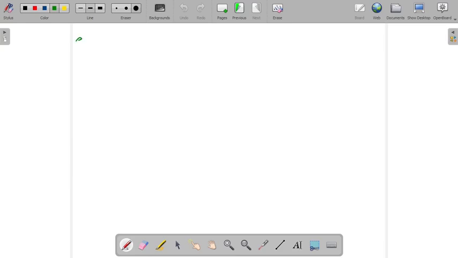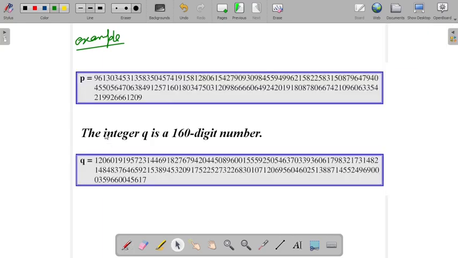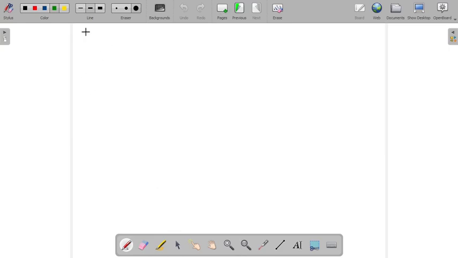So let's understand this with the help of an example. P and Q should be very large, approximately 160-digit numbers, but if we take such an example, it will be too big. So we take some small values to try to understand.